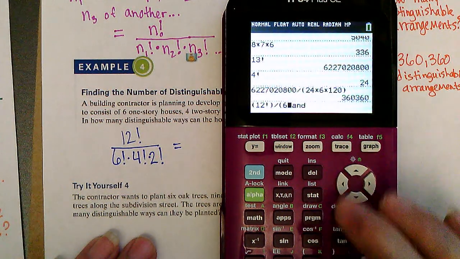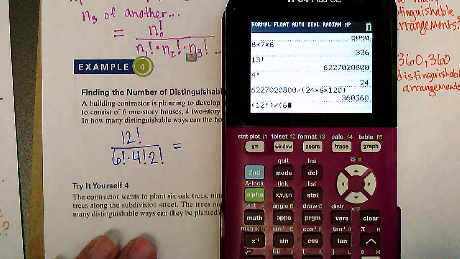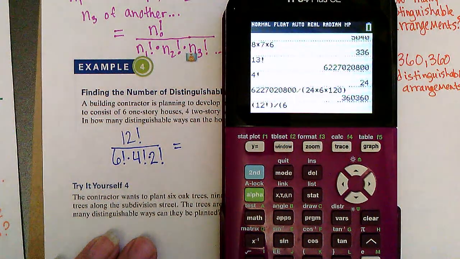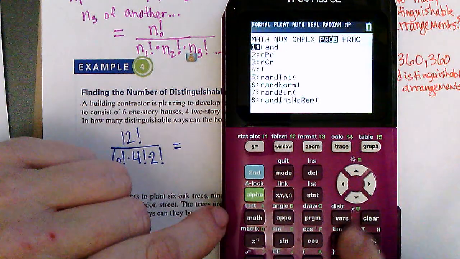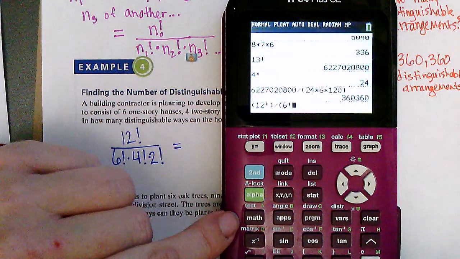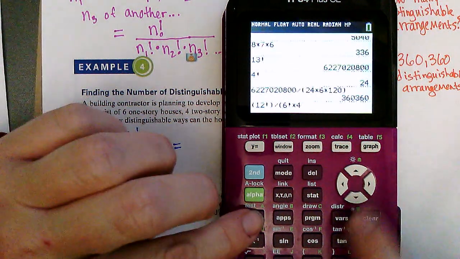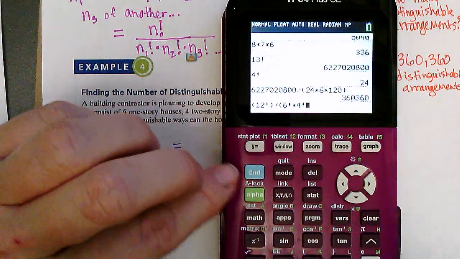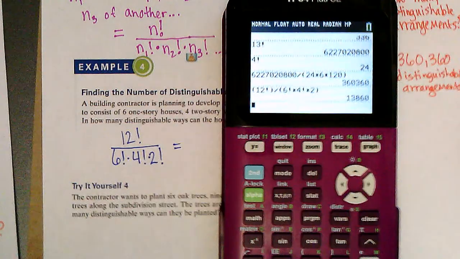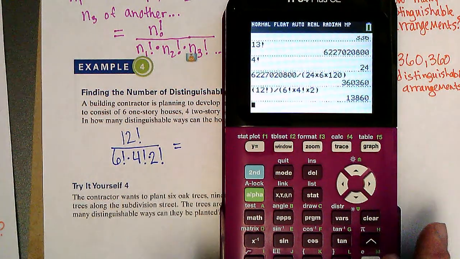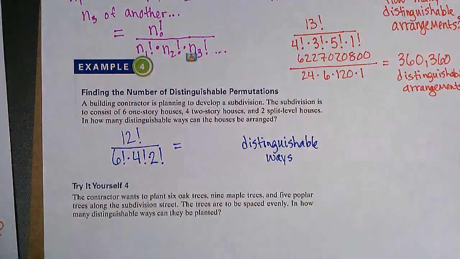Push the wrong button. Let's see. Is there another way to get that factorial button? Gosh, I wish there was another shortcut. So factorial times 4 factorial times 2 factorial is just 2. So I'll just type that in there. That is 13,860 distinguishable ways.